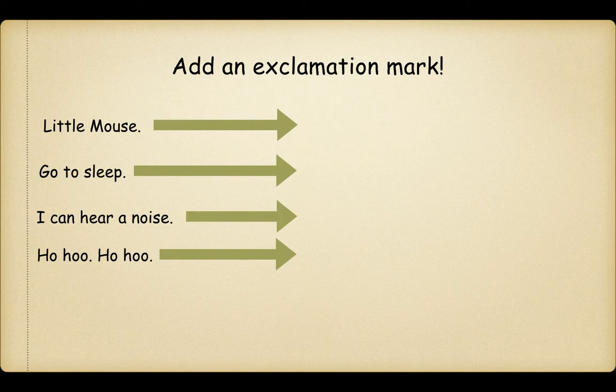So if you add an exclamation mark, I put here Little Mouse. If you put an exclamation mark, what does that look like if you rewrote that sentence? Go to sleep. Hopefully you remember that one. I can hear a noise. And woohoo, woohoo. Do you remember that from the story? Could you put an exclamation mark at the end? That would be your task now. Write Little Mouse and then put your exclamation mark if you think Little Mouse was showing intense emotion. And Little Mouse probably was, because Little Mouse was a bit afraid or frightened.